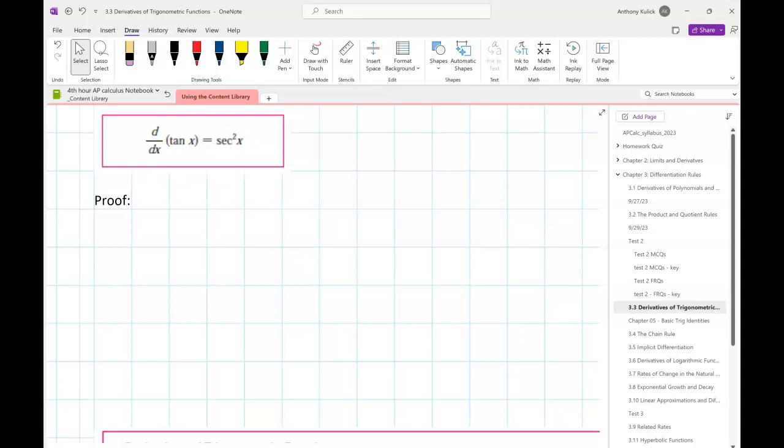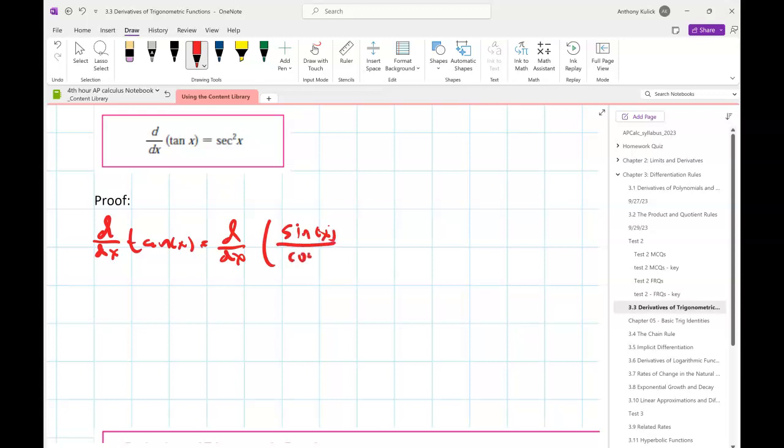And guess what we're not going to use? I'm not going to use a limit to do this. Could I? Yeah. Is it going to be ugly? Yeah. Instead, what I'm going to do is think about tangent as sine over cosine.